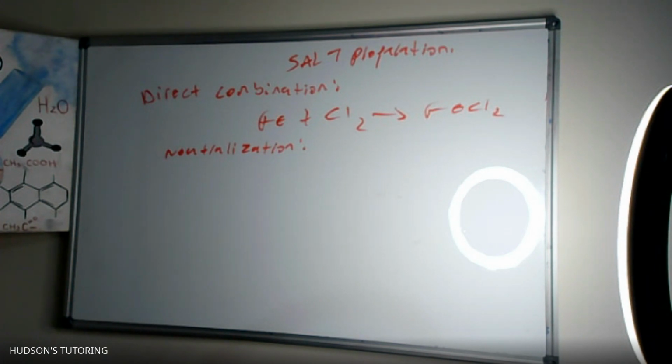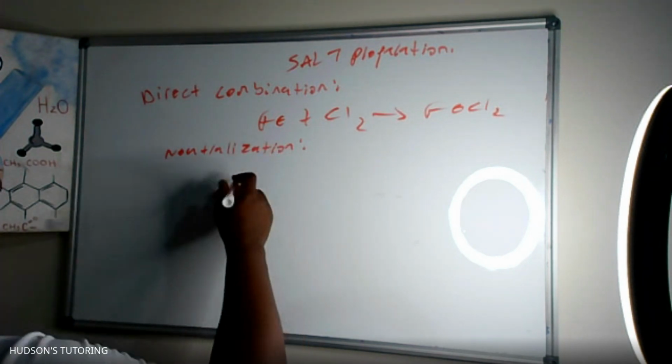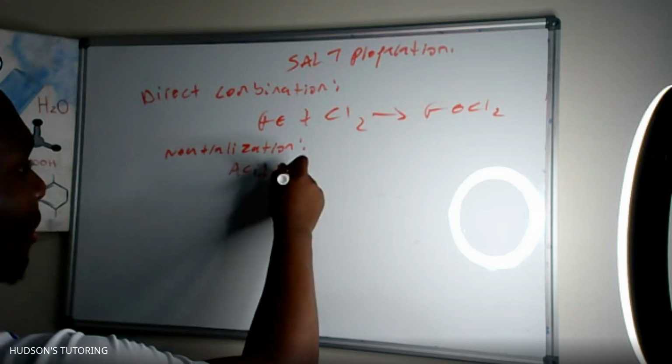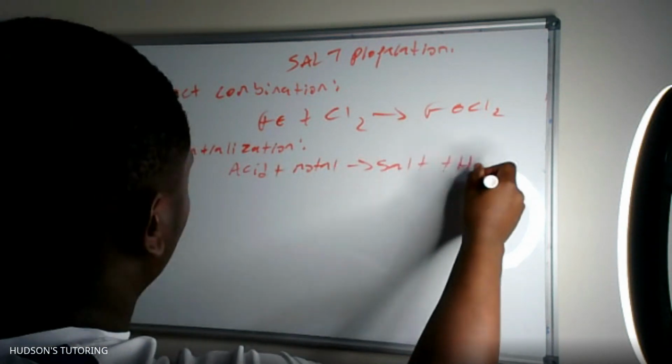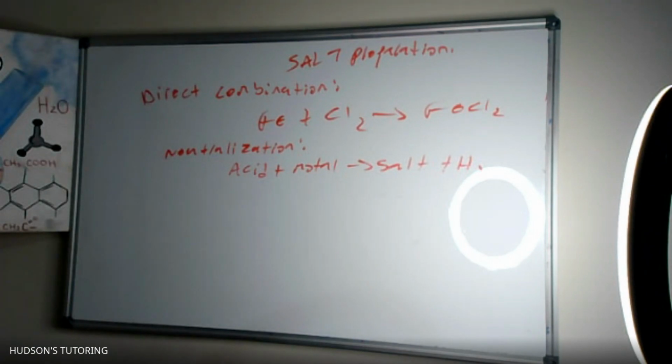All right, looking at neutralization now. So this method is used to prepare soluble salts, right? Where an acid is neutralized using a solid method. So it can react an acid and a metal. This is going to give us salt and hydrogen, right? Remember, neutralization is used to prepare soluble salt.